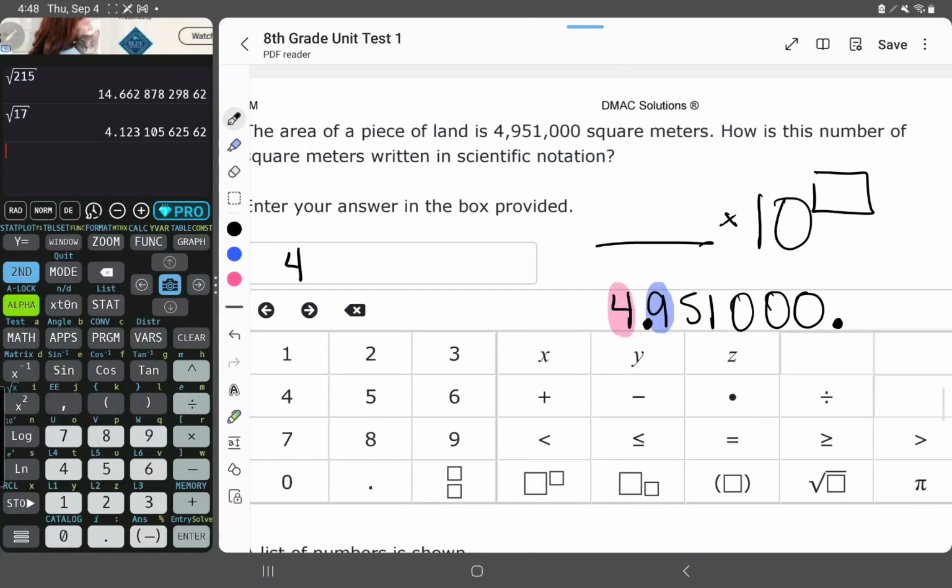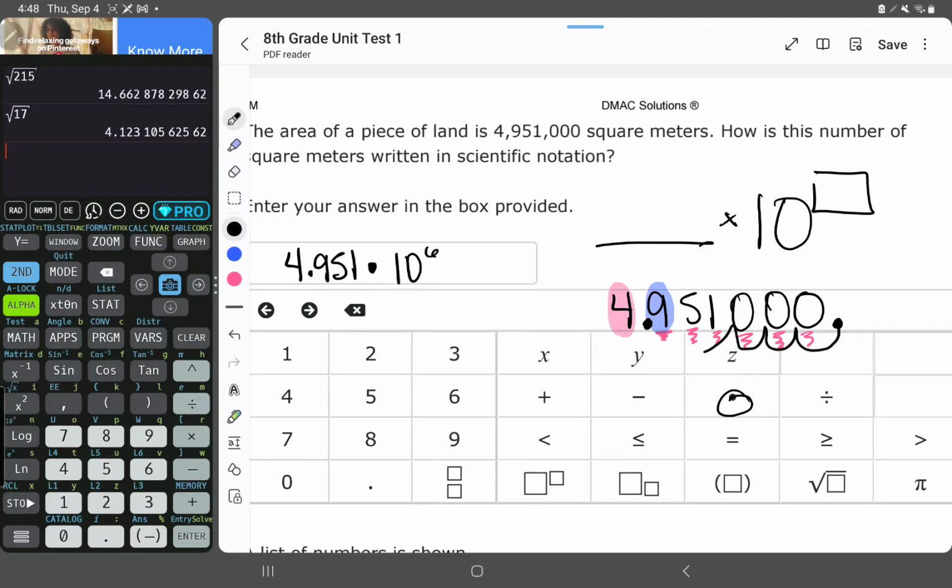So that gives us 4.951. And then I told you all to use the dot. So dot or times 10 to the. Then we have to see how many times we moved it. Well, between my two decimals, there are 1, 2, 3, 4, 5, 6 numbers. Or you could have moved it 1, 2, 3, 4, 5, 6 times.